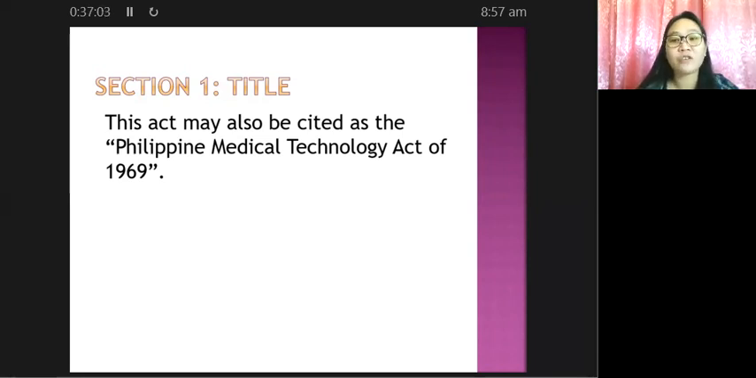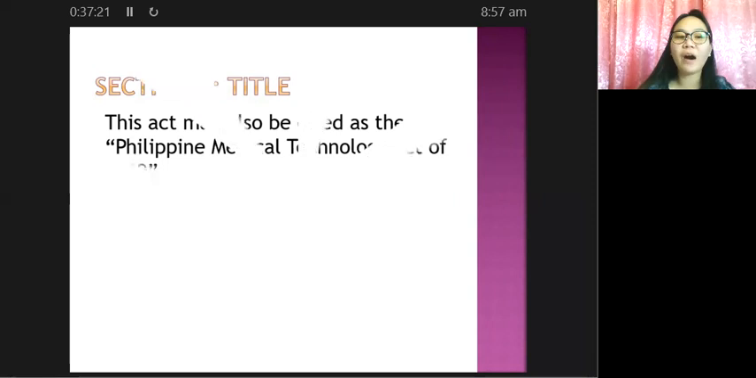So again, I mentioned this already at the beginning of our video. This Act may also be cited as the Philippine Medical Technology Act of 1969. This is provided by Section 1 of RA 5527. Okay, so let's move on.